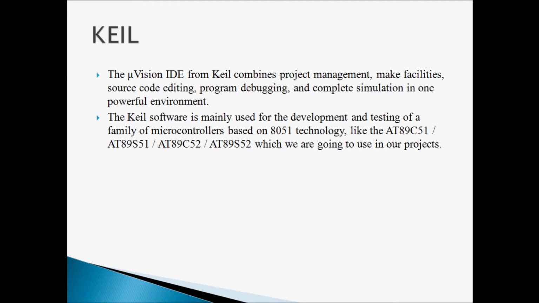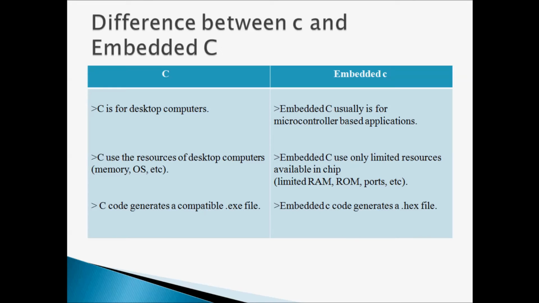Keil software is mainly used for development and testing of the family of microcontrollers of 8051 technology, like AT89C51, AT89S51, S52. Okay, but what is the main difference between C and embedded C? C is used for desktop computers, whereas embedded C is used for microcontroller based applications.